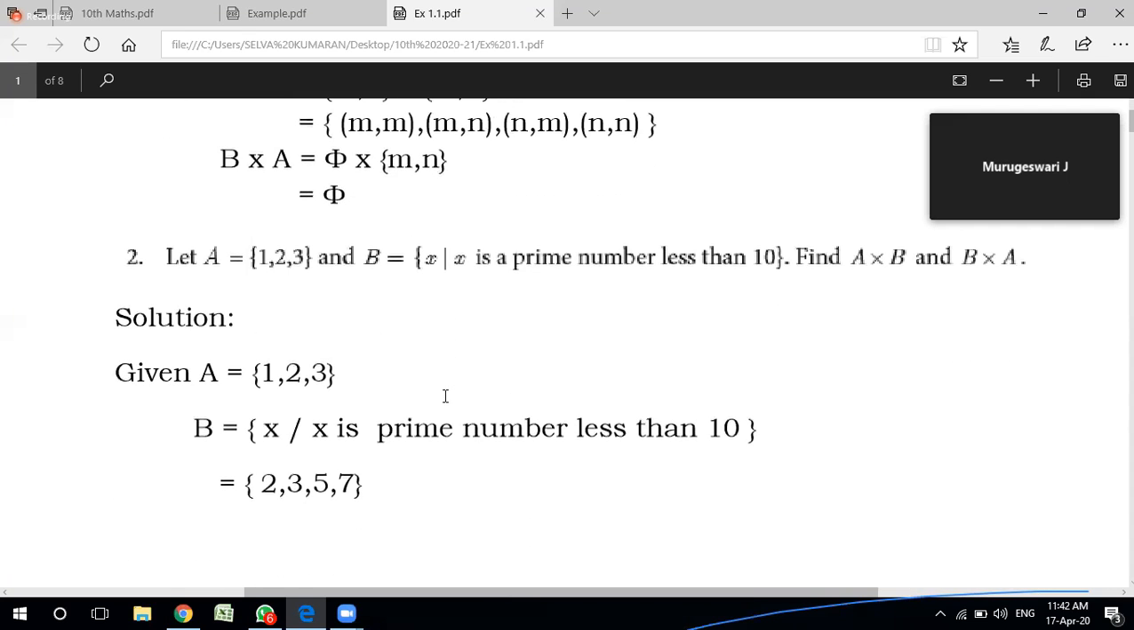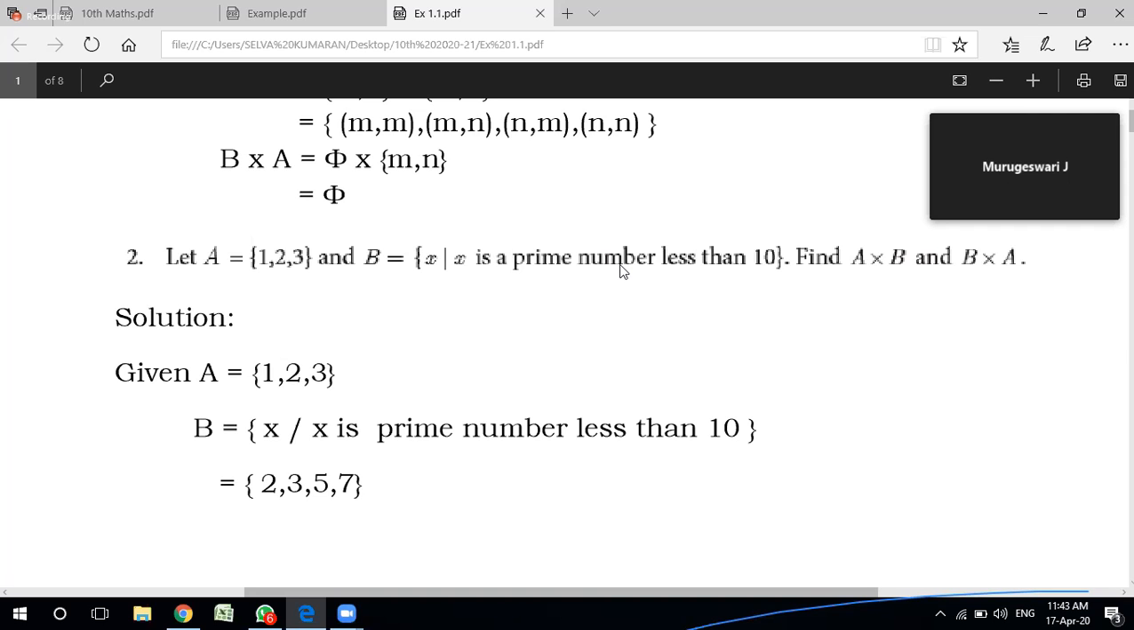Now, the next sum. A and B are given. A is in roster form and B is in set builder form. So you can change it into roster form. B is x such that x is a prime number less than 10. What is a prime number? Do you know the definition? A prime number is a number divisible only by one and itself.